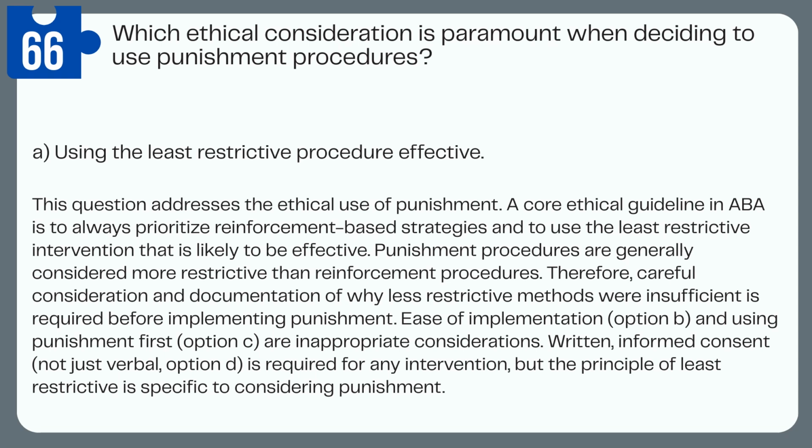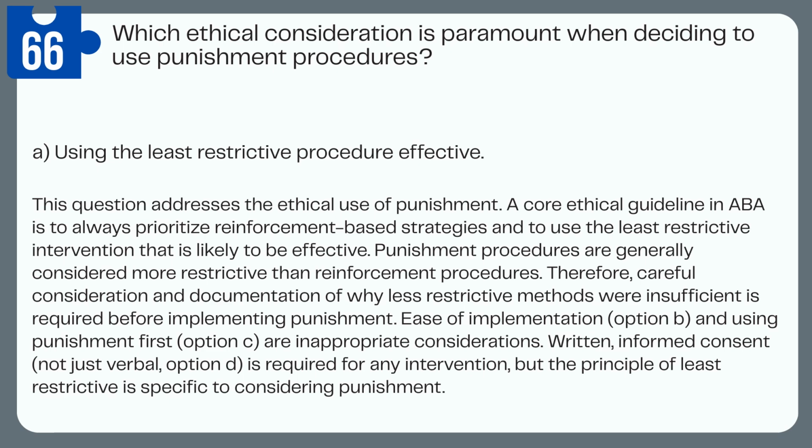Answer: A. Using the least restrictive procedure effective. This question addresses the ethical use of punishment. A core ethical guideline in ABA is to always prioritize reinforcement-based strategies and to use the least restrictive intervention that is likely to be effective. Punishment procedures are generally considered more restrictive than reinforcement procedures. Therefore, careful consideration and documentation of why less restrictive methods were insufficient is required before implementing punishment.